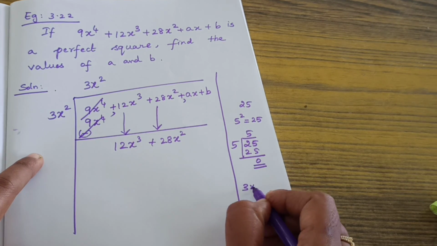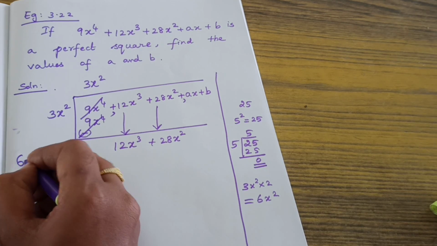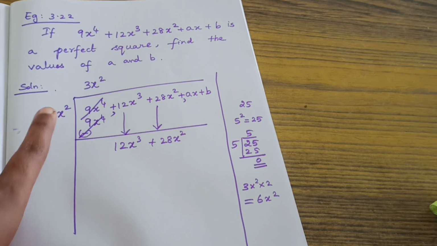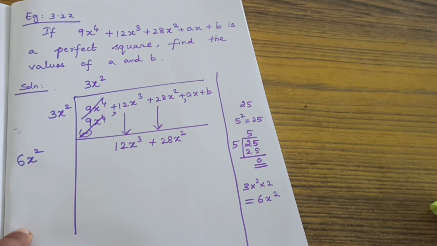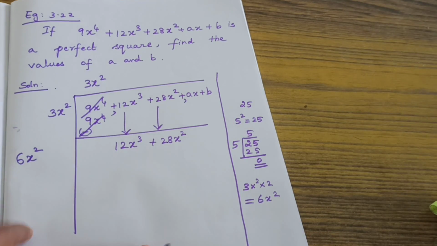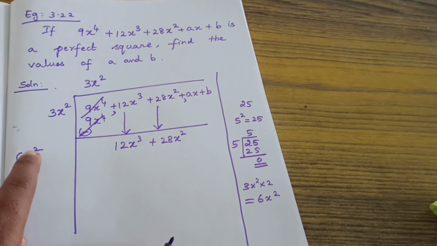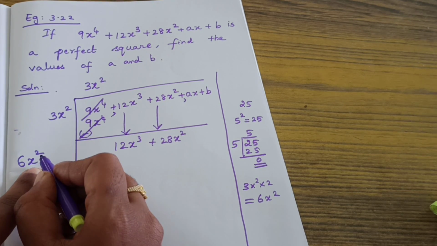So 3x square into 2. What is the answer? 6x square. So here 6x square. And then the first step you will get 1 term, the second step you will get 2 terms, and the third step you will get 3 terms. Okay. So first step, 1 term over. And the second step, you need to get how many terms? 2 terms. So how will you write the next term?